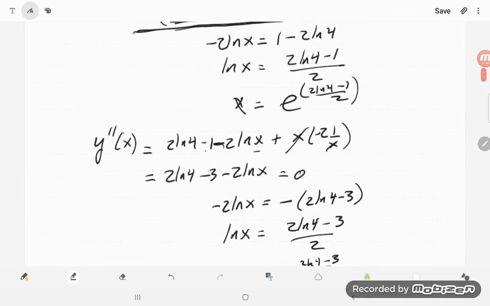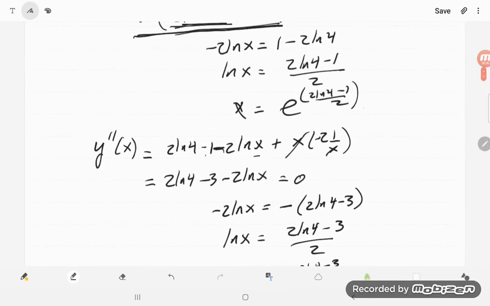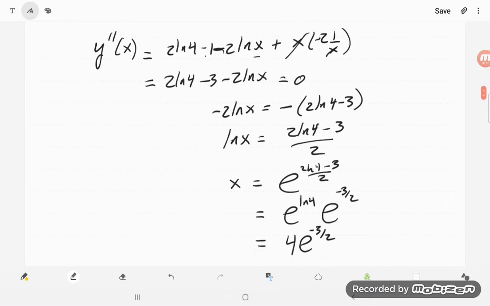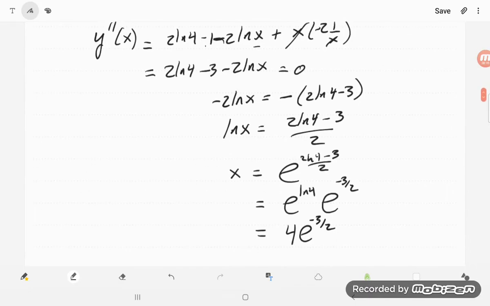Up here, we could have done a similar thing. I guess this one, again, the 2's would cancel, so we would get 4e to the negative 1 half. Okay, so there's our critical numbers. 4e to the negative 1 half is our first order critical number, and here's our second order critical number.